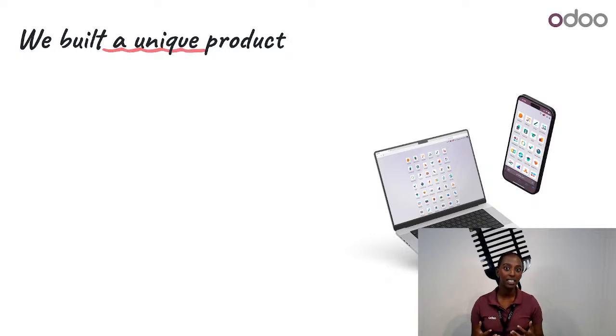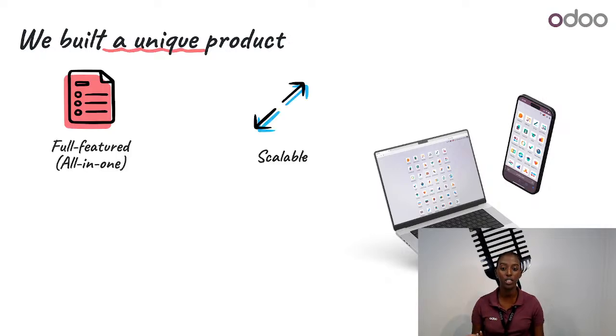What I mean by that is that companies nowadays will have specific software or applications to respond to a specific need. While here at Odoo, we have built a unique product that is full-featured and scalable. What I mean by scalable is that your company or business can start very small, and little by little, you can introduce other departments or functions within Odoo.